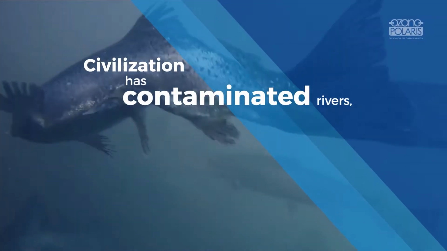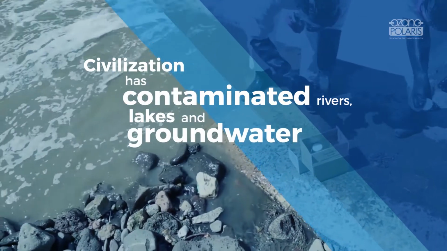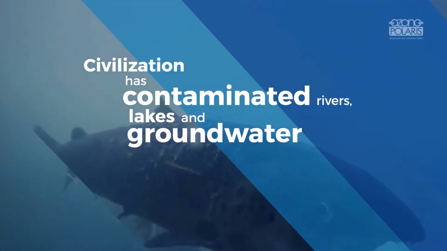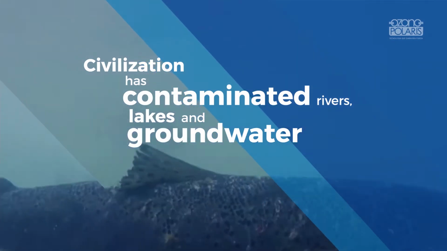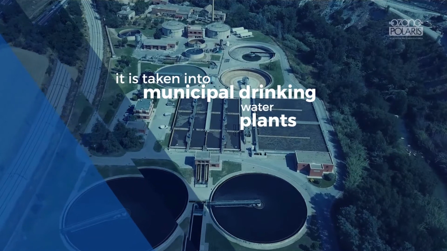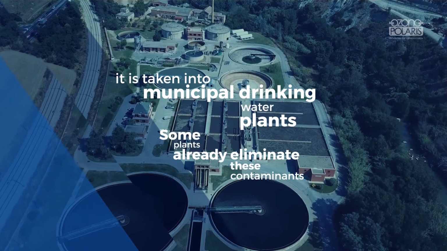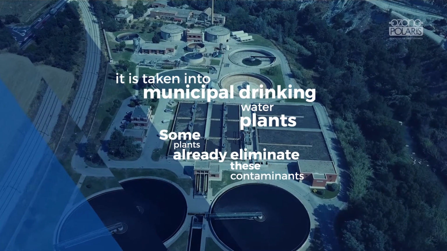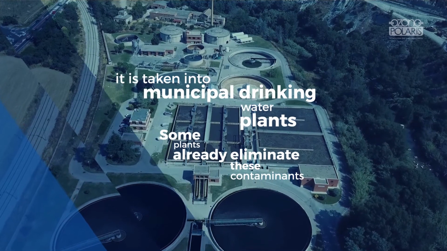Civilization has contaminated rivers, lakes, and groundwater with pathogens, pharmaceutical and healthcare products, and endocrine disruptor compounds that affect aquatic life and are taken into municipal drinking water plants. Some plants already use advanced treatments to eliminate these contaminants, but soon every plant will need to do this.